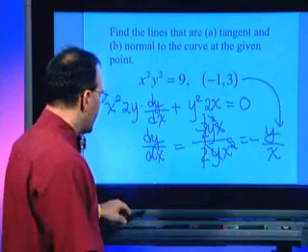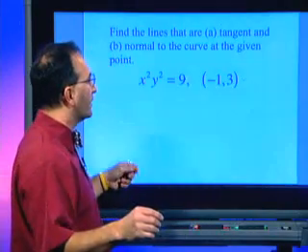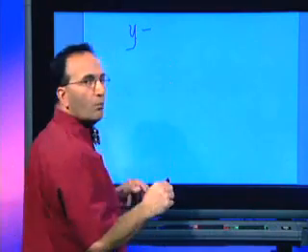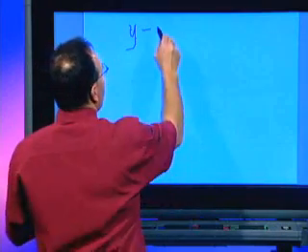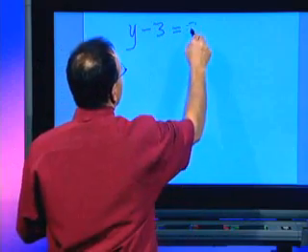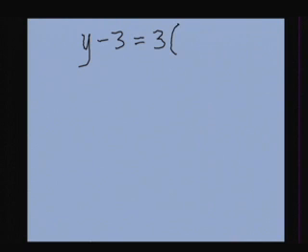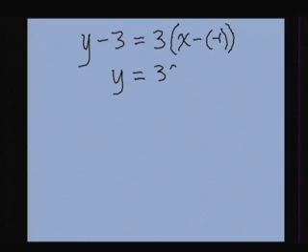Let me go to a clean screen where we can begin to write the equation first for the tangent. We know we have the point, which we just used, of negative 1, 3. So that's y minus 3 equals the slope we just determined was 3. And now we're going to multiply that times x minus a negative 1. Simplifying that a little bit, we end up with the equation for the tangent: y equals 3x plus 6.